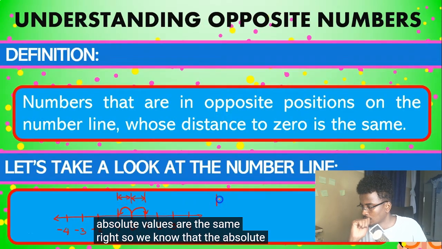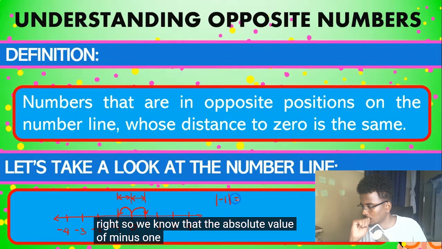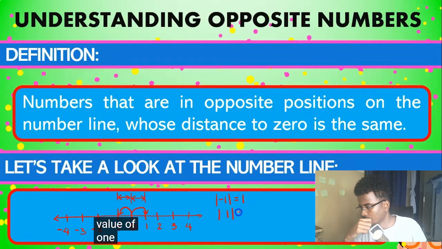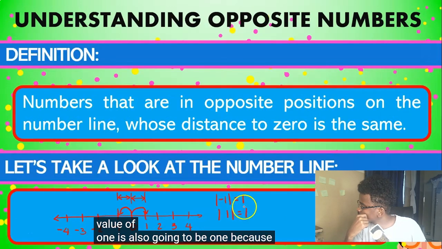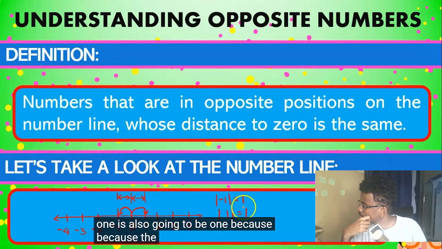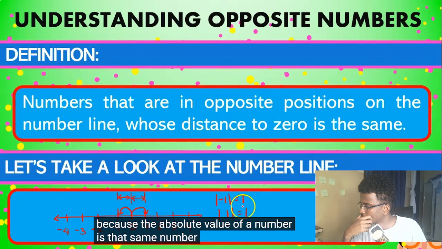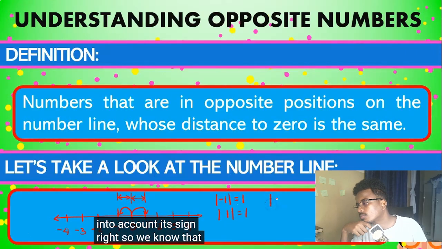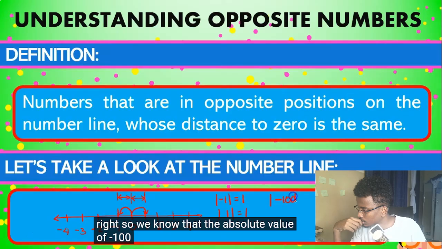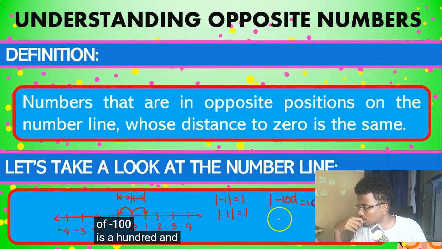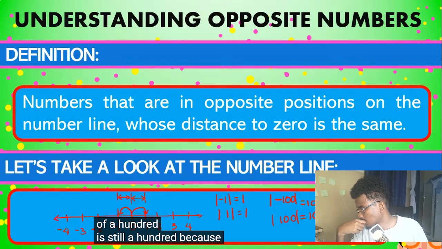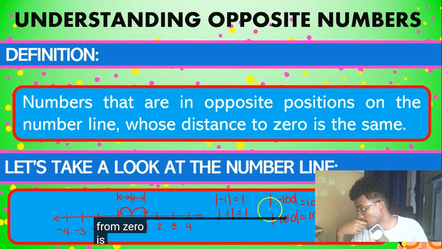So we know that the absolute value of -1 is going to be 1, and that the absolute value of 1 is also going to be 1, because the absolute value of a number is that same number, and we don't take into account its sign, right? So we know that the absolute value of -100 is 100, and that the absolute value of 100 is still 100, because the distance from 0 is the same.